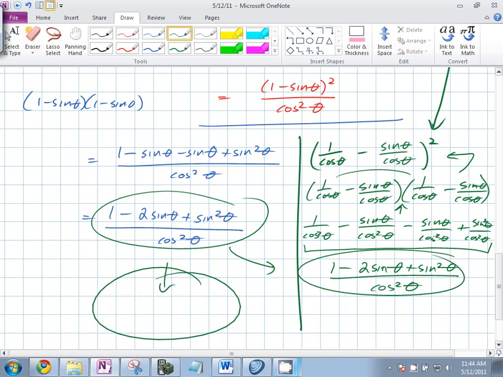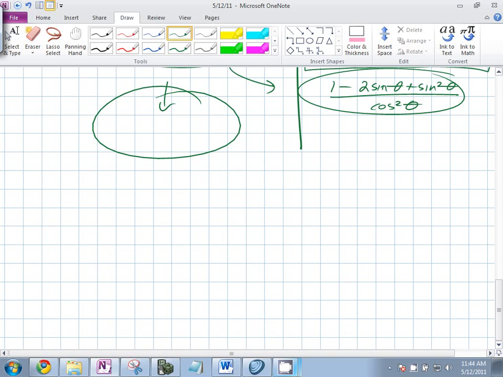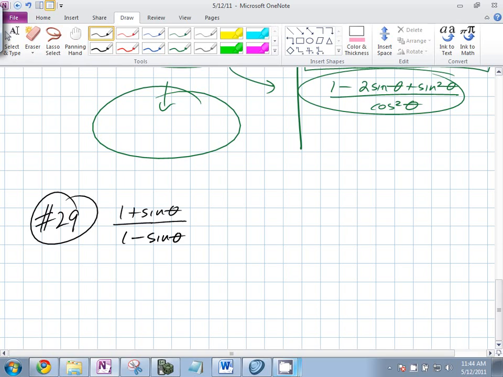Okay, another one that you worked on that you got stumped on. Hands here. I know you guys worked on a bunch of them because I saw your scribbles. Yes, Sean, do you want to do this one? Okay. 1 plus sine theta over 1 minus sine theta equals cosecant theta plus 1 over cosecant theta minus 1. Yep. So let's work on that left side.